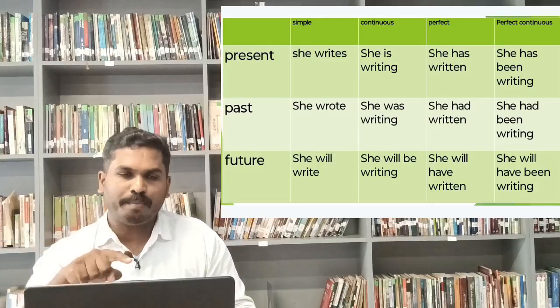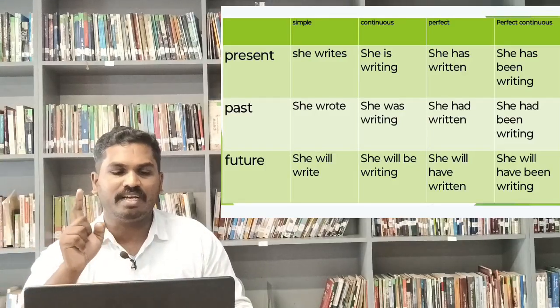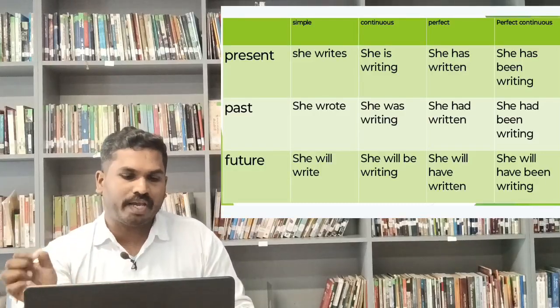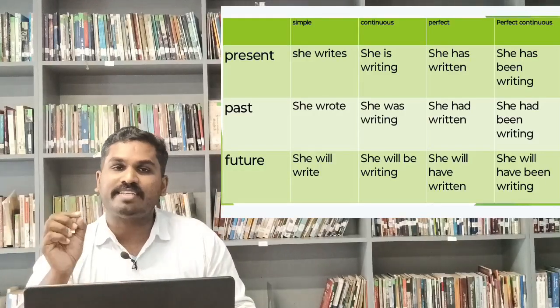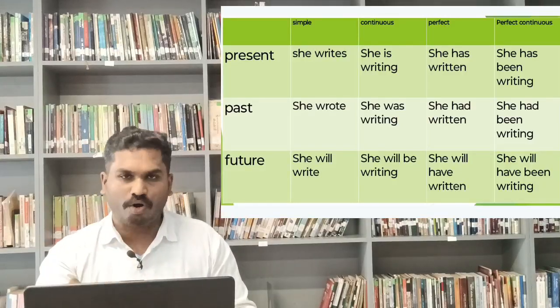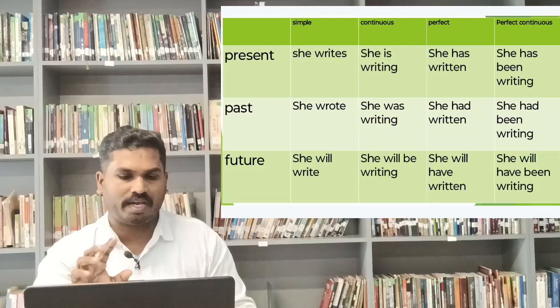Okay, when it comes to the past tense, in the simple past, yes, she plus wrote. Wrote means write plus did. So write plus did, we will get the second form of the verb write, wrote. Write, wrote, written. So the second form wrote. So she wrote. It is the correct answer.